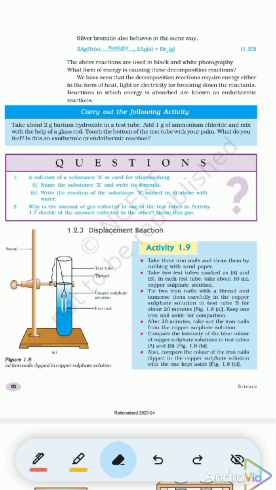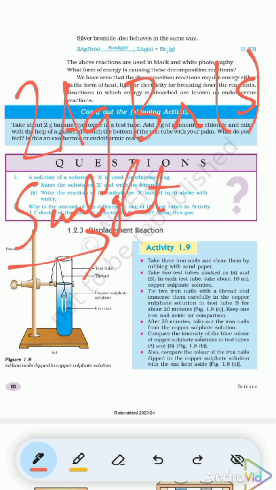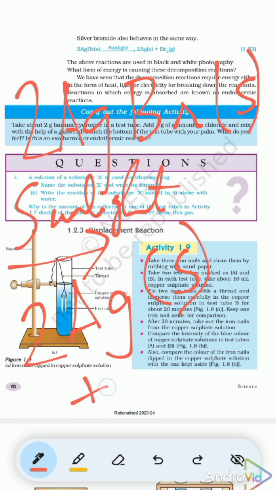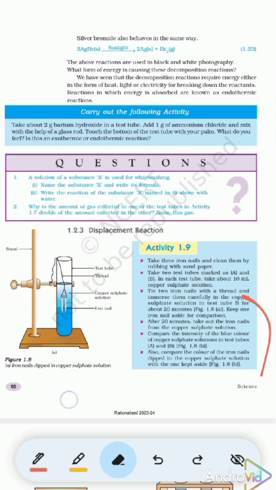And similarly silver bromide, AgBr, 2AgBr, which is also a solid, in the presence of sunlight would behave in a similar manner, giving 2Ag, which is solid, plus Br2, bromine, which is evolved in the form of gas. And the above reactions are used in black and white photography. Please note this is the application of the reactions.